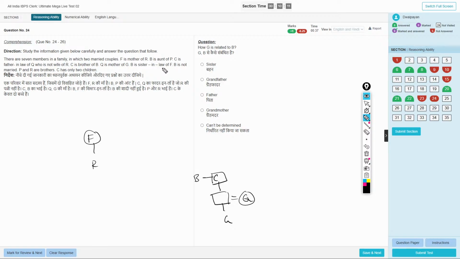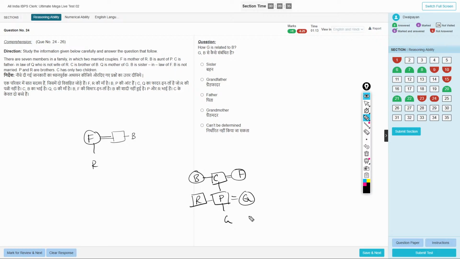Then I have B is sister-in-law of F. Okay, F, but Q is not the wife of R, right? So definitely R here. B is not married. Okay. P and R are brothers. So total 1, 2, 3. Okay. F is what? Okay, F is mother.